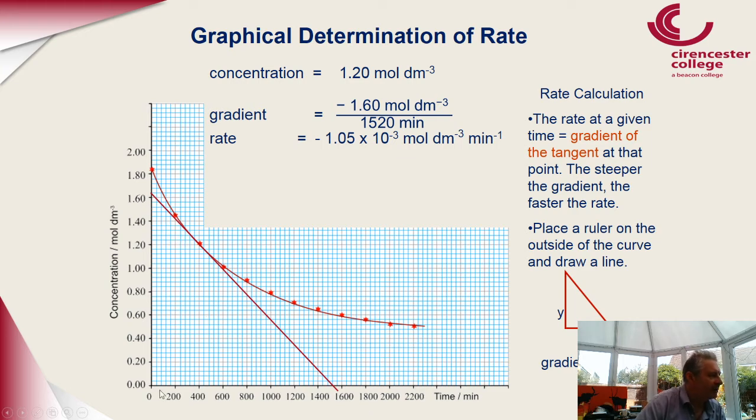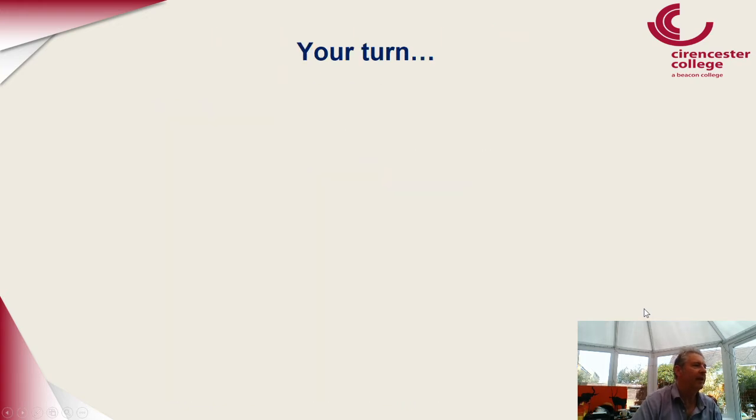Okay, so I can see that it's gone from 0 to 1520, and it's gone down because it's going down, so it's minus 1.6, and we get our rate being a decreasing rate of minus this. And we've got the units: moles per decimeter cubed, minutes to the minus 1, because minutes is underneath here. Okay, so it's slowing down.